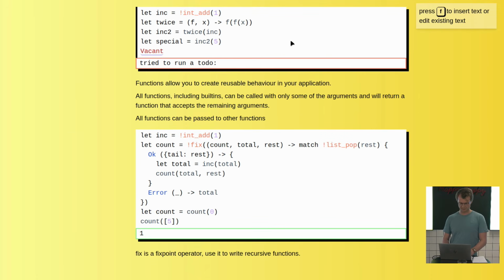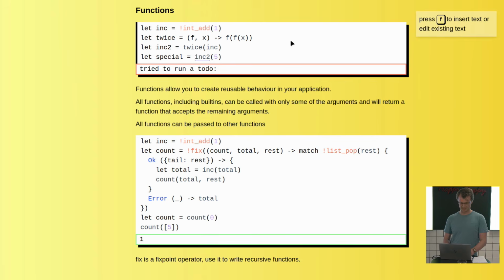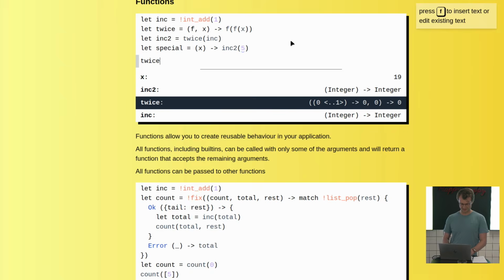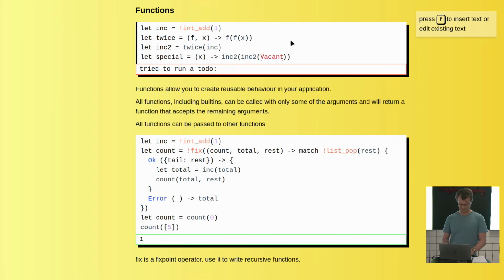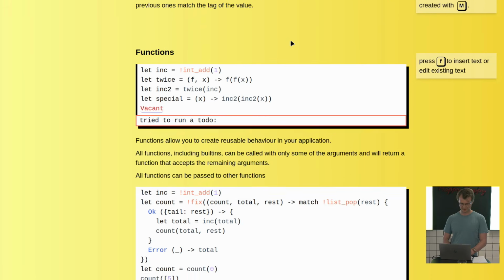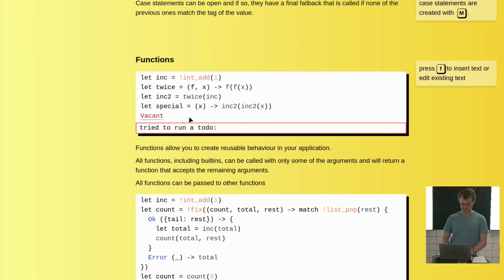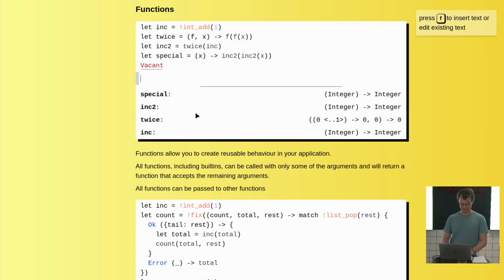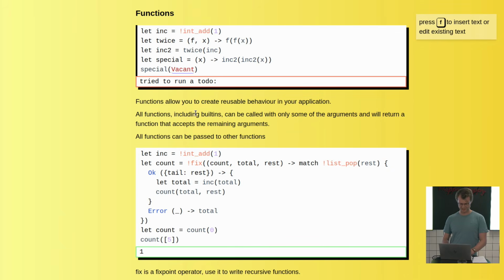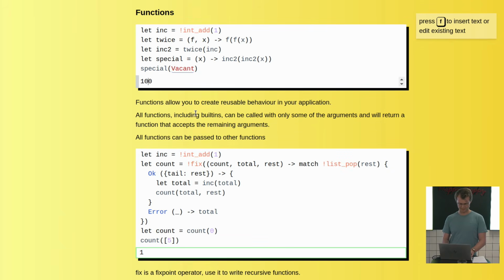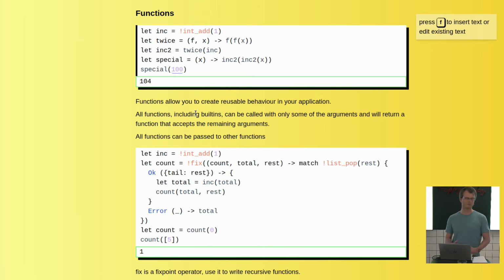Special. What should we do with this? We'll take an X, and we'll inc it twice, which we've already got. So it's not entirely exciting, but here you go. X is in scope. We've got special. I will explain why I was writing slides this morning. I'm sorry about that. 10, 104. So we've incremented twice to 100.